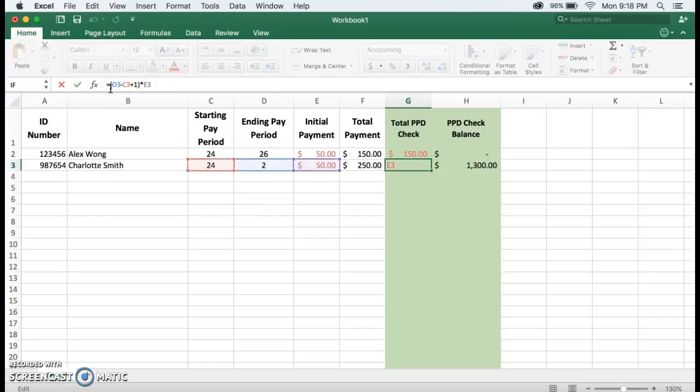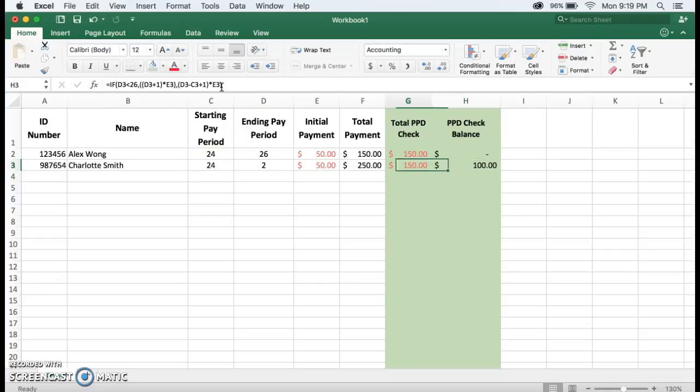So what I'm going to do is an if statement right over here. So I'm going to put if the ending pay period is less than 26, which is the last pay period for a year, then the ending pay period plus 1, and we multiply it by the initial payment. There we go. If it's false, if the starting pay period is not less than 26, then we could put in this formula and we'll just close it, and there we go.